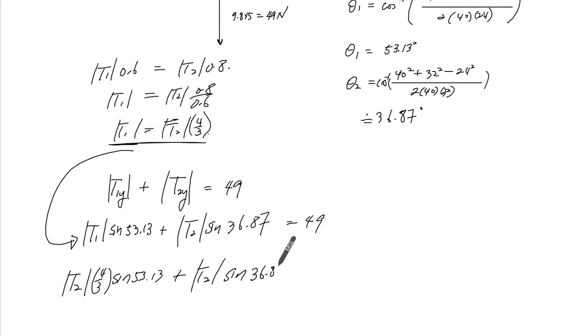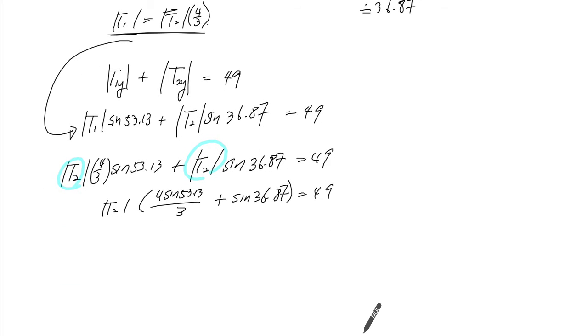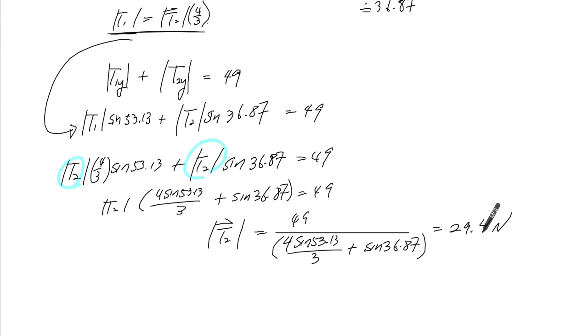It looks messy, but now we can factor out the T2 and be left with a constant only. So T2's magnitude is going to be 4 times sine of 53.13 over 3, plus sine of 36.87. Finally, to get tension 2, its magnitude is 49 divided by all of this. Alright, so it's time to punch it all in the calculator. Okay, and we get 29.4 newtons.